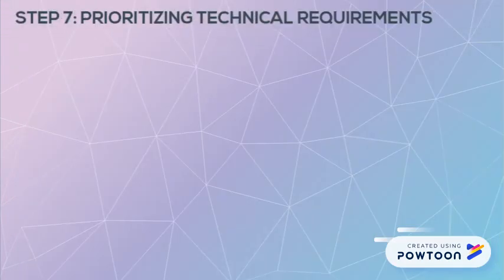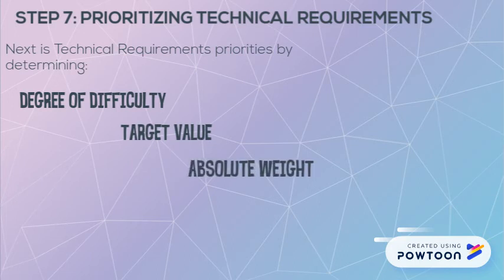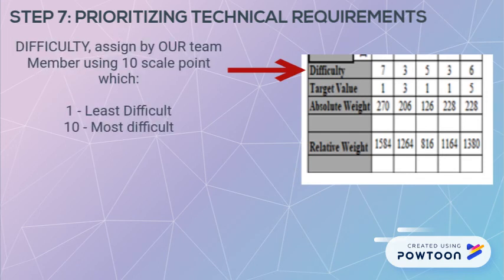Step 7. Prioritizing technical requirement. That prioritizes by determining degree of difficulty, target value, absolute weight and relative weight. First, for degree of difficulty, it is assigned by our team members using a 10-point scale, which is 1 least difficult, 10 most difficult.